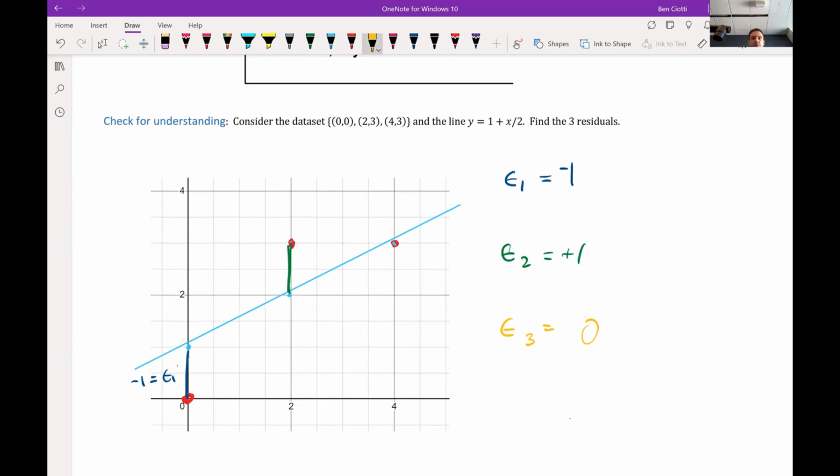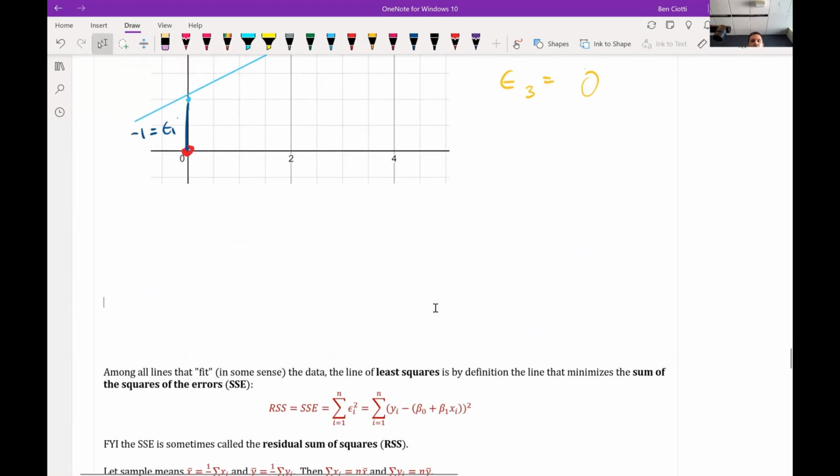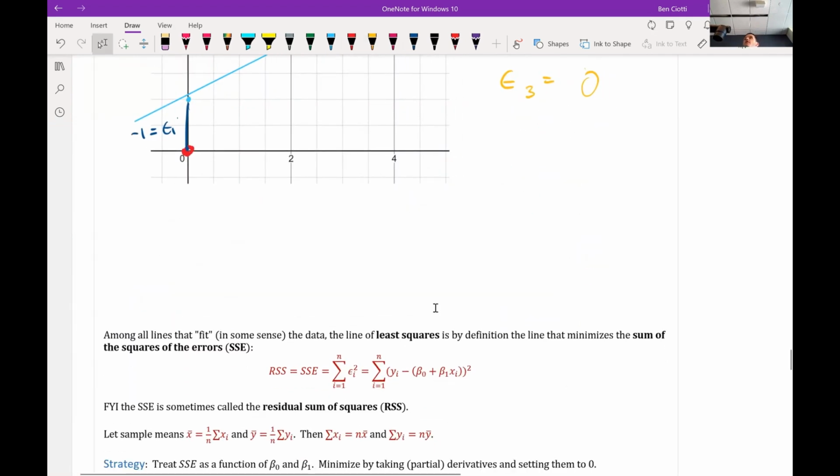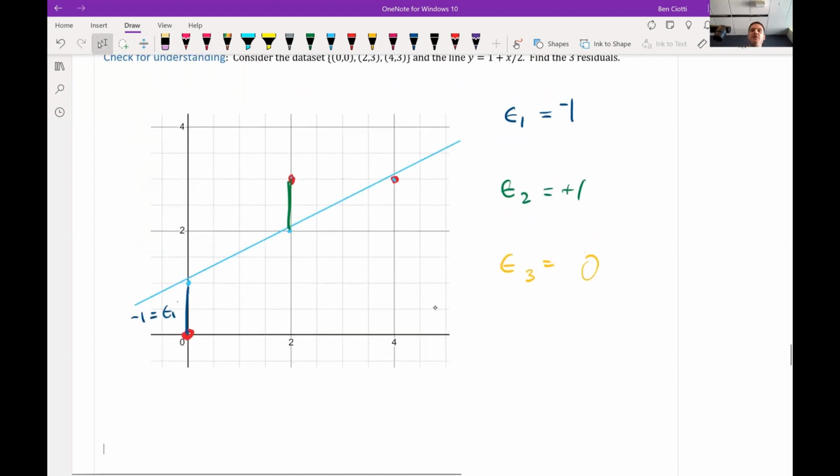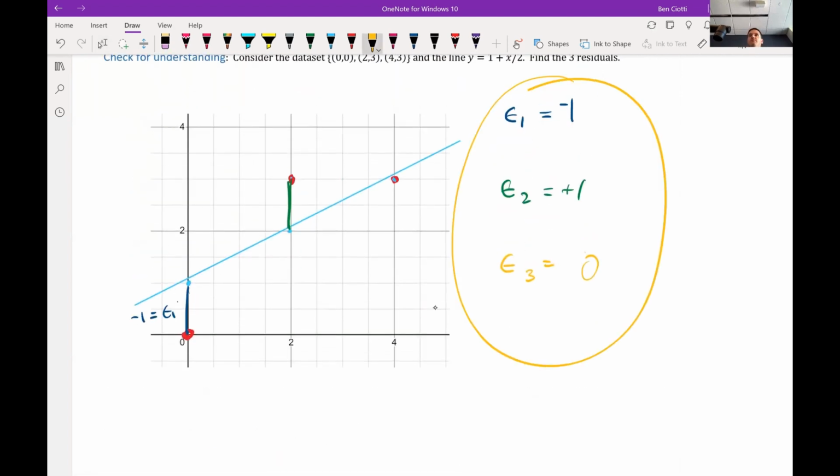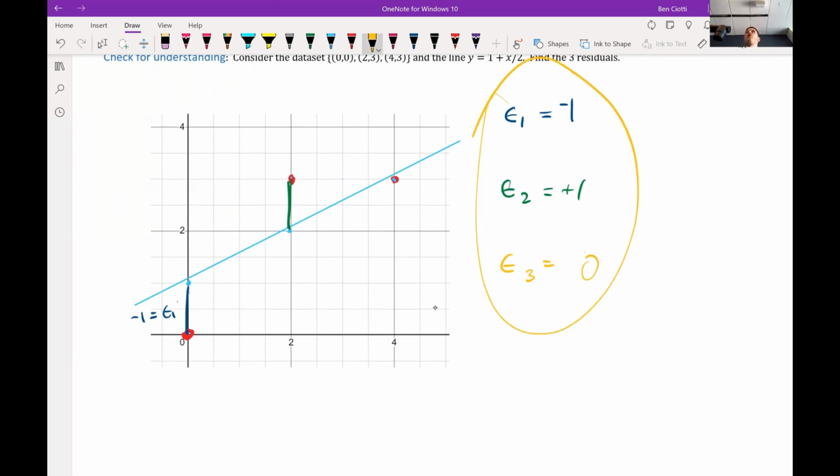Okay. So, we want to find the line among all possible lines that minimizes the sum of the squares of these things. These are called residuals or errors. Those terms are used interchangeably.